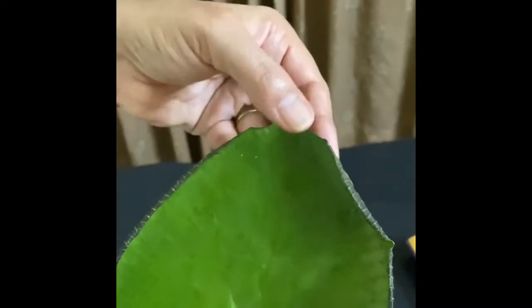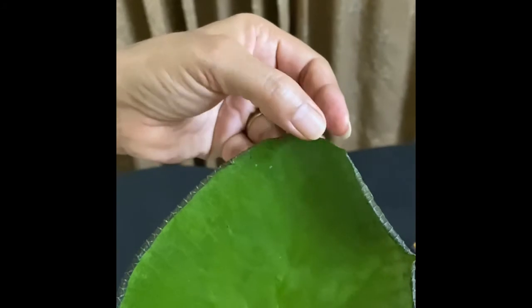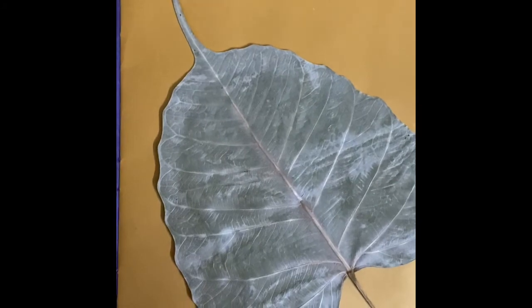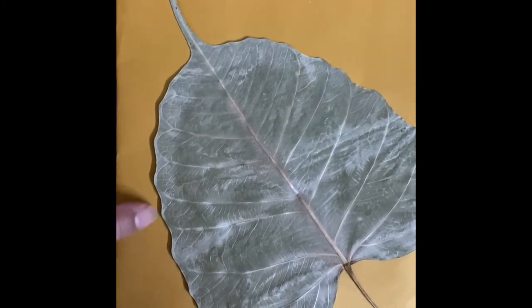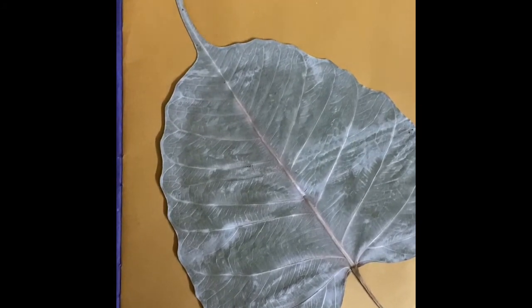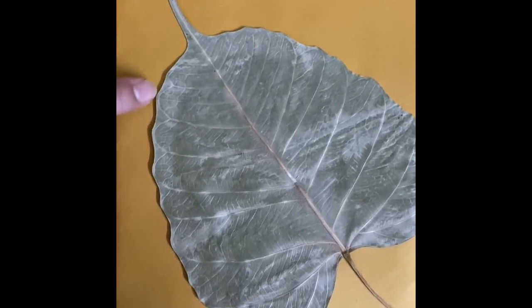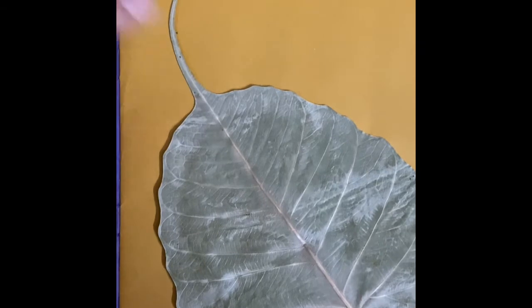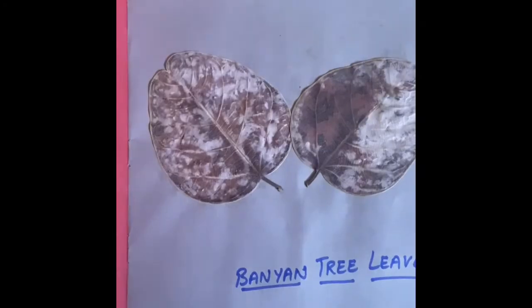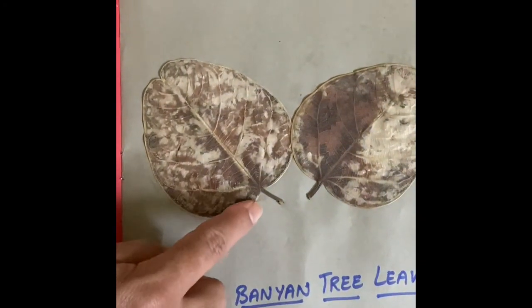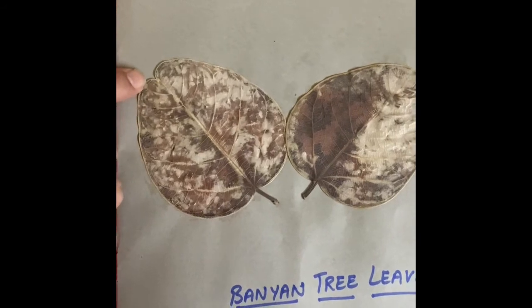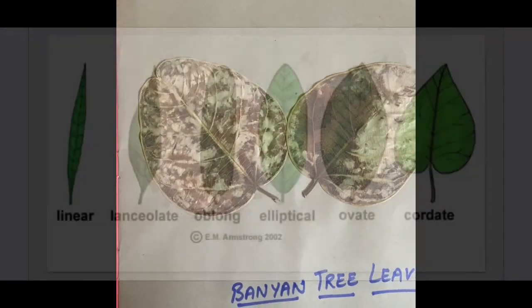Every leaf has a different type of leaf apex, or we can say the top of the leaf is called the leaf apex. Different leaves have different kinds of leaf margin and leaf apex. In this leaf you can see there is a wavy margin and an elongated leaf apex, while in this leaf you can see it's a plain margin and its apex is bilobed.